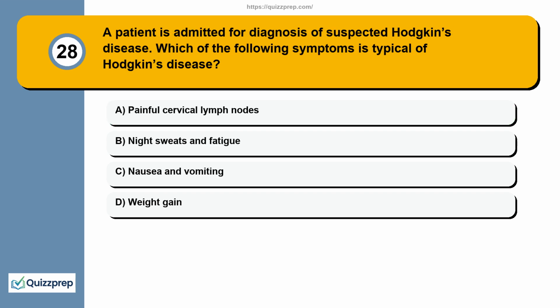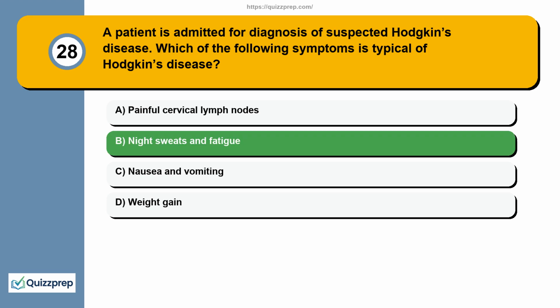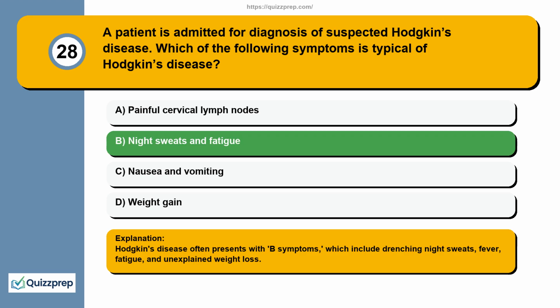Question 28. A patient is admitted for diagnosis of suspected Hodgkin's disease. Which of the following symptoms is typical of Hodgkin's disease? Painful cervical lymph nodes, night sweats and fatigue, nausea and vomiting, weight gain. Hodgkin's disease often presents with B symptoms, which include drenching night sweats, fever, fatigue, and unexplained weight loss.